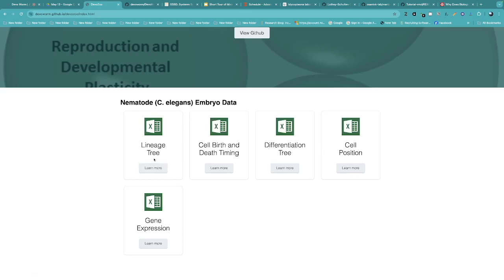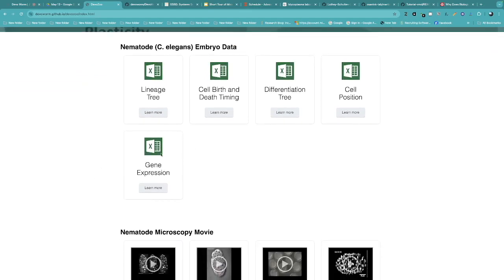And so we have things for the C. elegans lineage tree. We have things for cell birth and death timing. We have things for the differentiation tree. We have data for cell position, and then some data for gene expression, although this is very limited, and I'd like to be able to add more on gene expression. Unfortunately, there isn't a really good data set that gives gene expression on a cell-by-cell basis for C. elegans, but we always have access to different atlases and things like that.